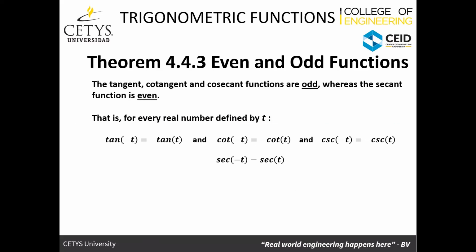And if we talk about the rest of the trigonometric functions, tangent, cotangent, and cosecant are odd, and secant is even. Basically the even functions are the ones that have to do with cosine, because remember that secant is 1 divided by cosine. So cosine and secant are even, all the rest are odd. And that's what we're going to be using to address these problems.